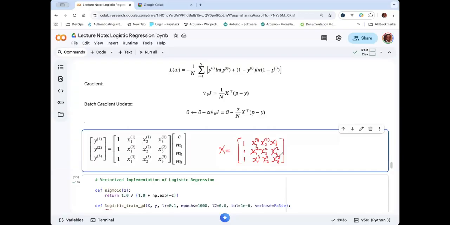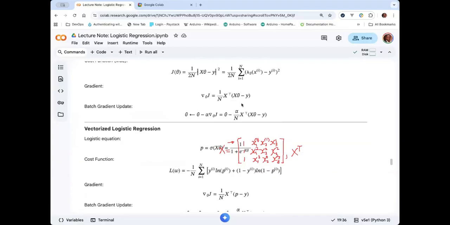Now, when you transpose it, if you look at this on transpose X, you see that the rows are the data points while the columns are the features. But when you want to multiply this P minus Y, which is basically the same thing, right? This is really the same thing for your information.